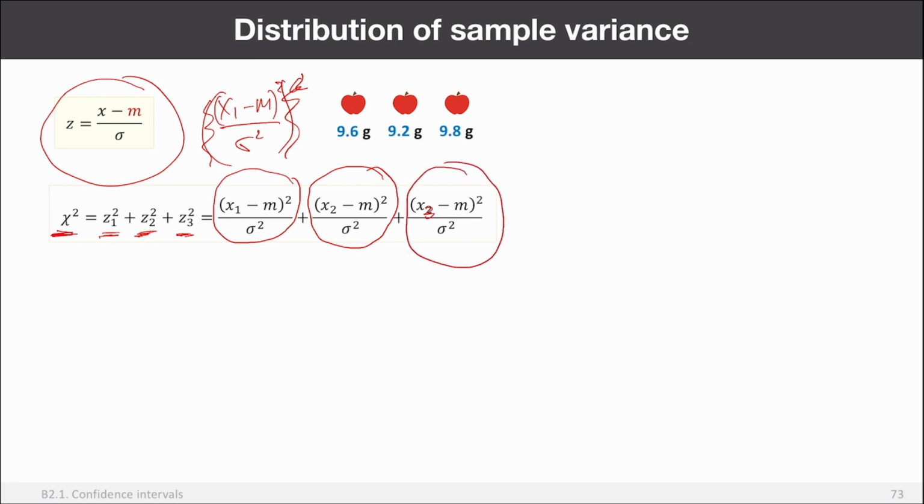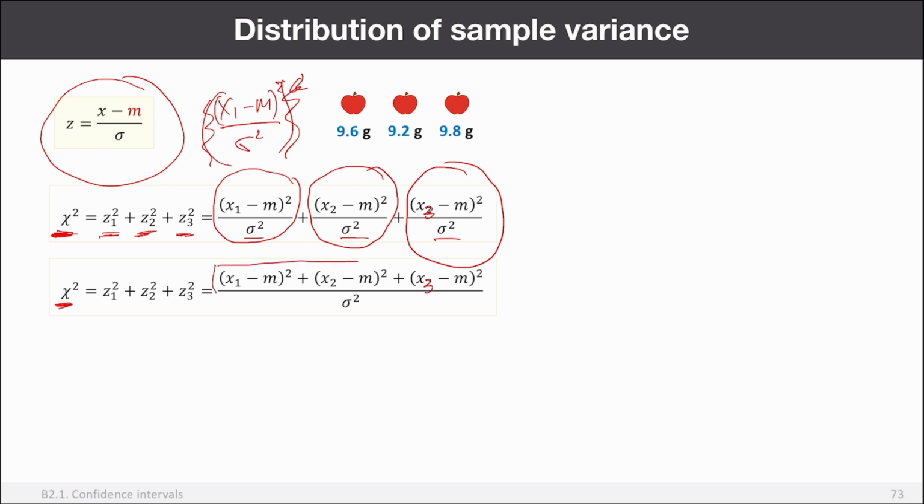So this is the chi-squared value for my sample. Now you can see that we have sigma squared here, sigma squared here, sigma squared here. So we have the same denominator. It means that we can just combine this together and use it like this. So x3 here, okay? Now, this is our chi-squared. But look at this part. Does it remind you of something?